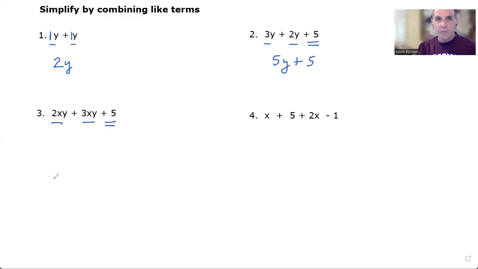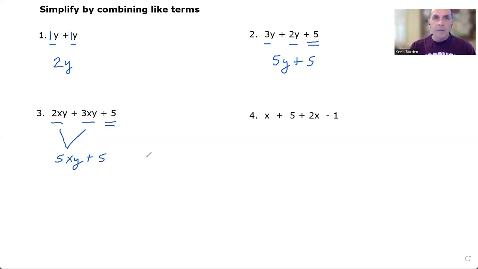That's different. So we can combine the 2xy and the 3xy, and we're just counting the number of xy's that we have. We have 2 here, and we have 3 more. That gives us a total of 5 xy's. And then we have to add 5 at the end because we have nothing else that we can combine that plus 5 with. Our answer would be 5xy plus 5.